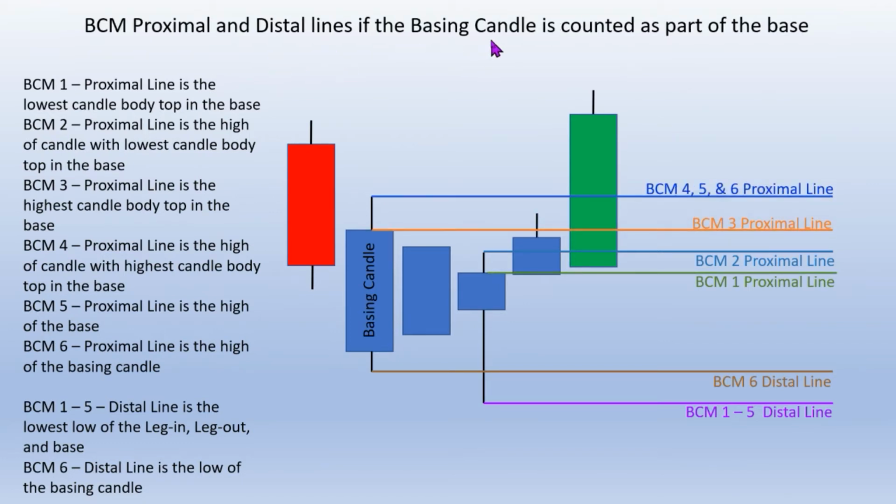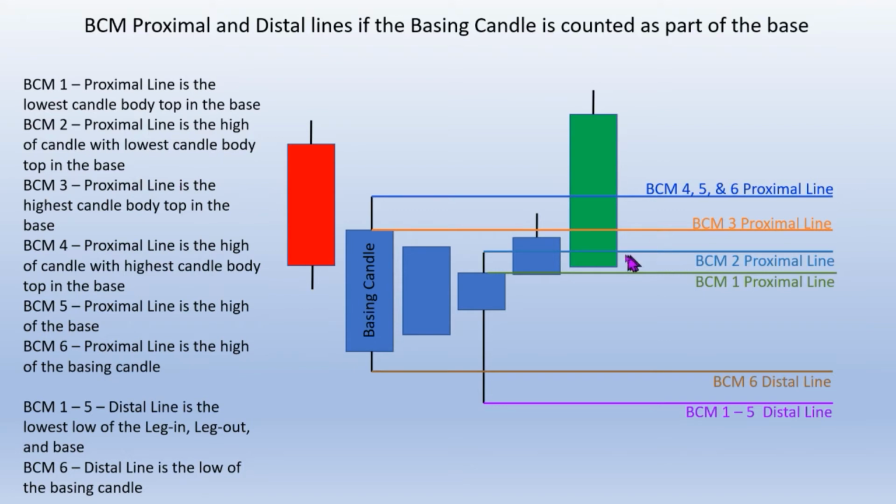If the basing candle is counted as part of the base, this is how the base would be changed. So for base creation method 1, we know that our proximal line is the lowest candle body top in the base. So for BCM 1, there would be no change. It would be the same as in the prior scenario. It would be right here, the lowest base. Base creation method 2, the proximal line is the high of the candle with the lowest candle body top in the base.